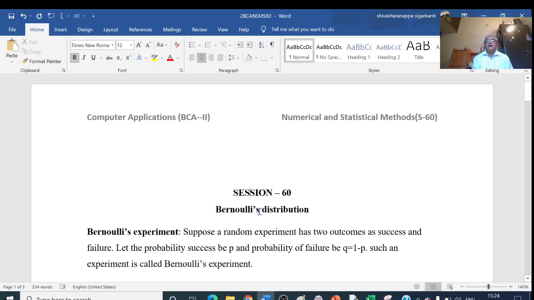In this video, we study Bernoulli's distribution. Bernoulli's experiment: suppose a random experiment has two outcomes, say success and failure. Let the probability of success be p and the probability of failure be q, and definitely q is nothing but 1 minus p. Such an experiment is called Bernoulli's experiment.